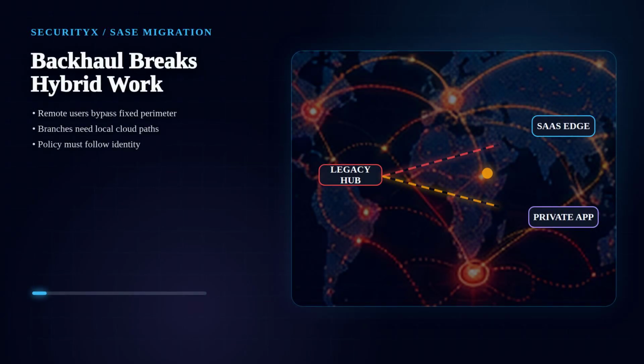Hybrid work breaks the old assumption that users sit behind a trusted office network. If every SaaS and internet session hairpins through headquarters, latency rises, blind spots appear, and security teams still cannot apply consistent controls to remote users, branch users, and contractors. SecurityX thinking starts by moving the control decision closer to the user and the application, without losing governance.